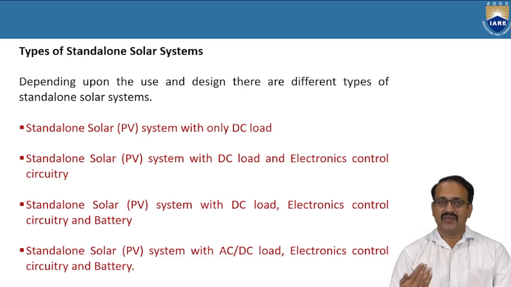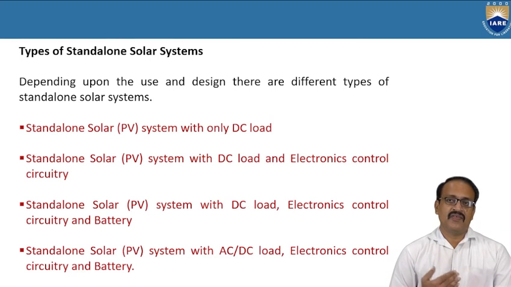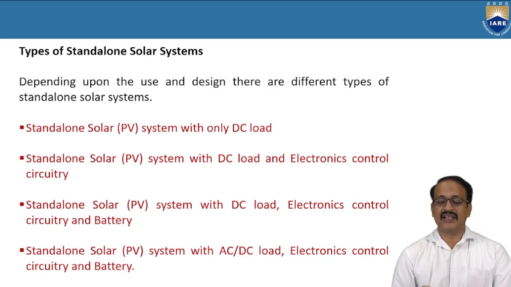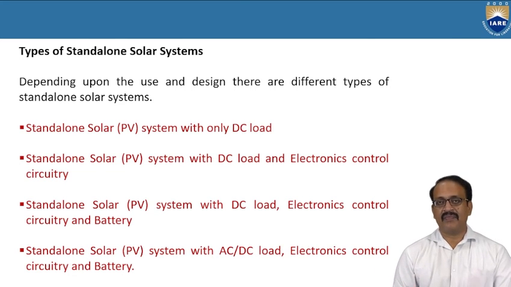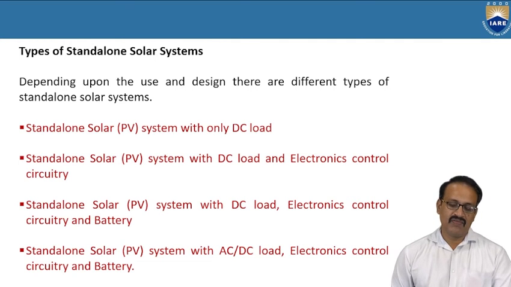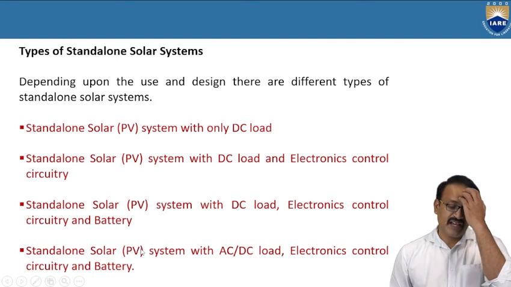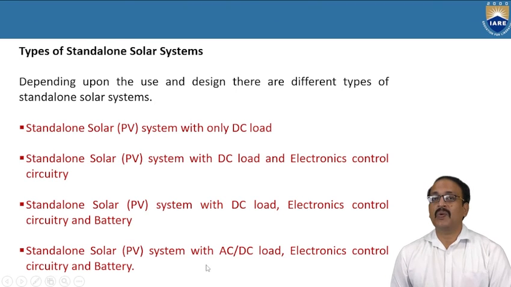So standalone system with circuit, standalone system with AC or DC load? It can supply AC or DC, with an electronic circuit, a battery bank and an inverter. So this will become a standalone PV system with AC and DC load. Up to here it was only DC load; since we have added the inverter, it will become an AC and DC load. The remaining things, that is the electronic circuit and battery bank, are the same.